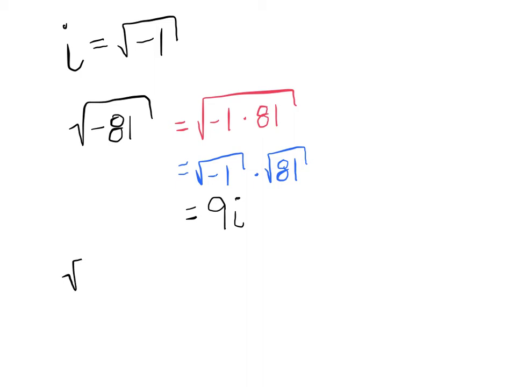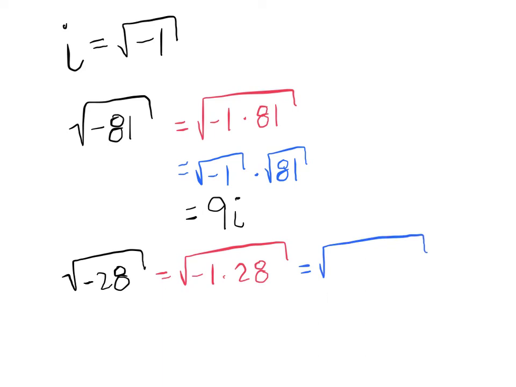Let's say we had the square root of -28. First, let's start out by splitting it into the negative and the positive number. So negative 1 times 28. Now let's think about that 28. Are there any perfect squares that go into 28? Well, 4 goes into 28. So this could be the square root of negative 1 times 4 times 7.